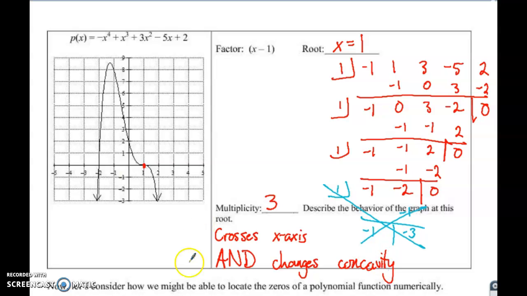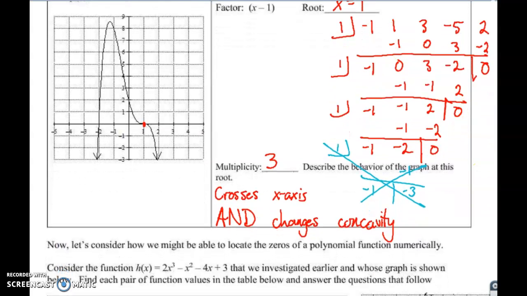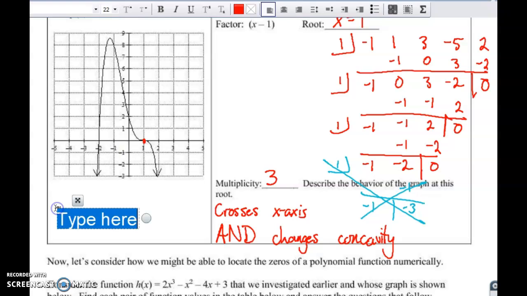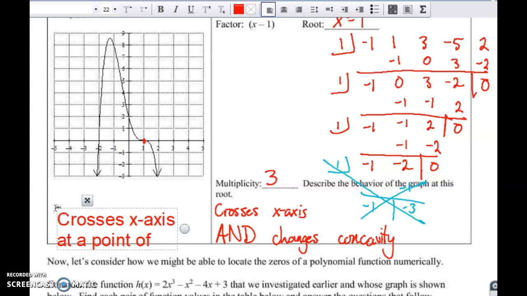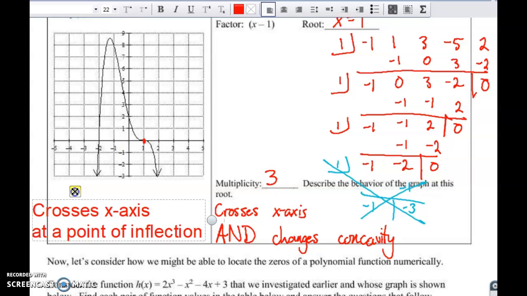Sometimes I might give the answer, because you know me, there's always more than one way to write this. Sometimes I might write out crosses the x-axis at a point of inflection. Something like that is also acceptable if you want a different way of saying the same thing.